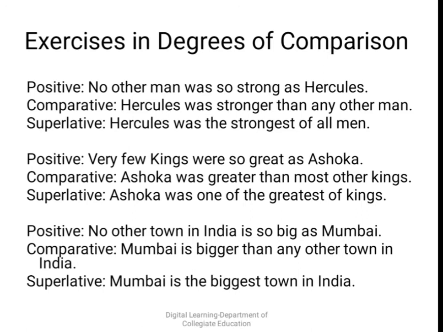Look into the word great. Very few kings were so great as Ashoka. If you change it into comparative degree, Ashoka was greater than most other kings. Then the superlative degree would be, Ashoka was one of the greatest of kings. Right? Similarly, the adjective big.